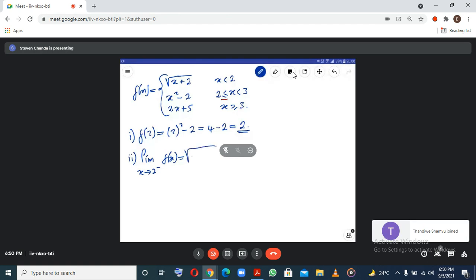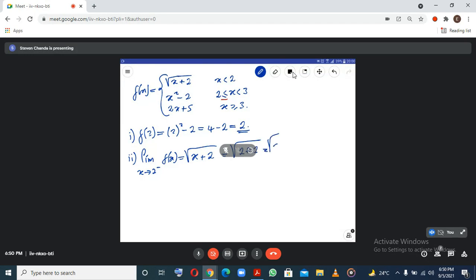So that's the key. It's about taking note of these things, because it's these same things which make a very huge difference as to whether someone gets the question right or wrong. So then we are going to have square root of 4, and square root of 4 is going to be 2, right?